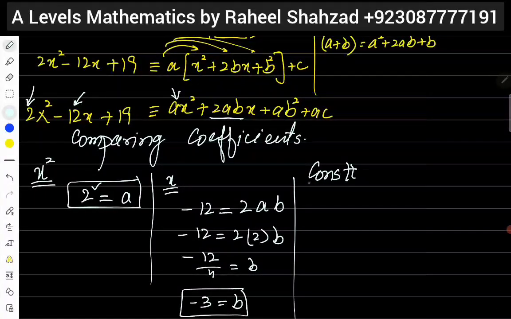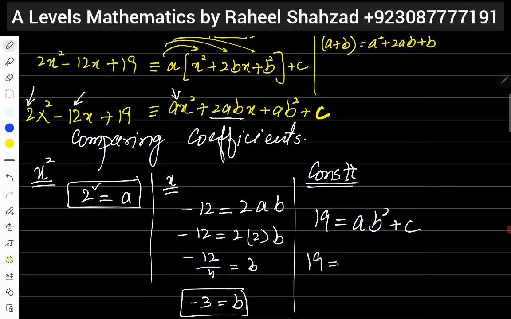So when you compare constants, it's 19 is equal to ab square plus c. Sorry, we don't multiply a with c because this a is only multiplied within the bracket. So it's ax square plus 2abx plus ab square, and this becomes like this. Okay, so value of a is 2 and b is minus 3.